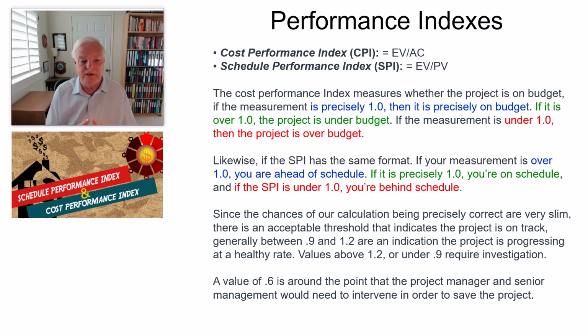Now, unfortunately, you may run into a position where a value of about 0.6 is around the point where the project manager and senior management would need to intervene in order to save the project. That's an indication that something is dramatically wrong, and you may need to re-baseline, you may need to reallocate resources, you may need to have changes made that are not currently in place.